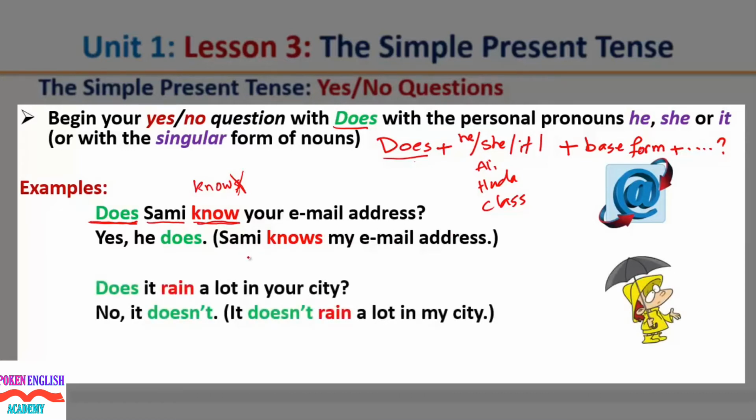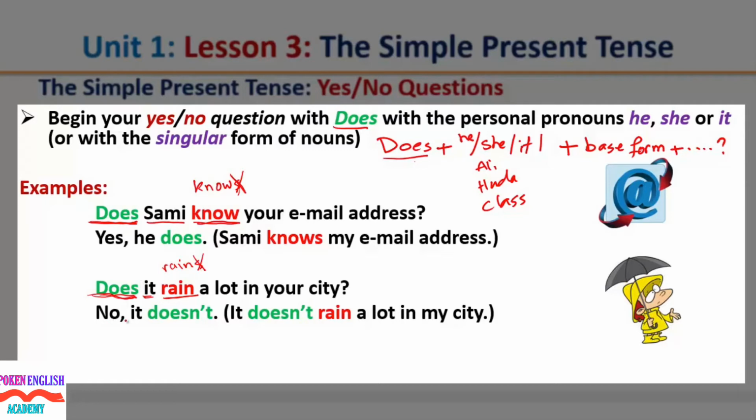Another example. Does it rain a lot in your city? Again, this question starts with does because the subject is it. After that, we have the base form. Does it rain a lot in your city? Again, can we say, does it rains? No, we cannot. We have to delete the s. Why? Because this question starts with the verb does. So whenever your question starts with the verb does, you have to delete the s or the es.